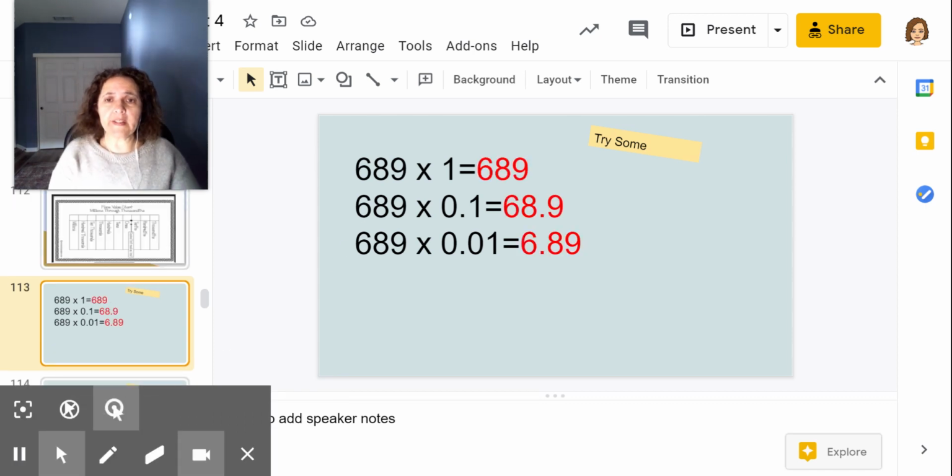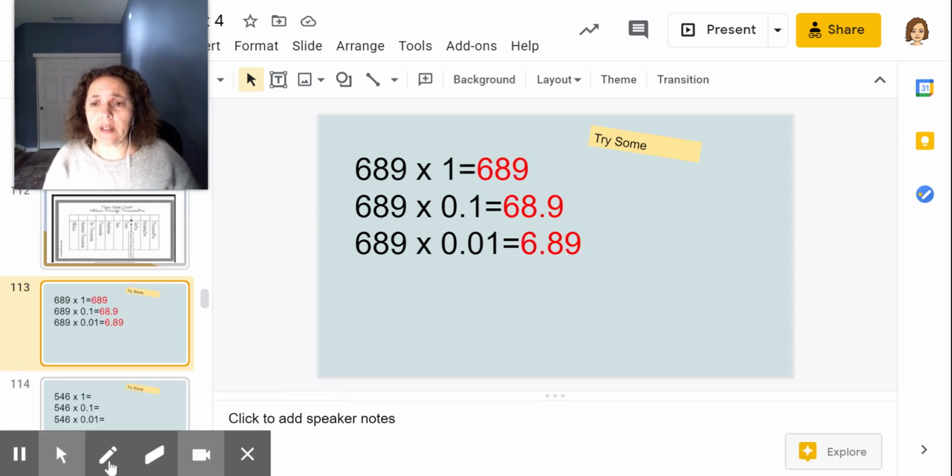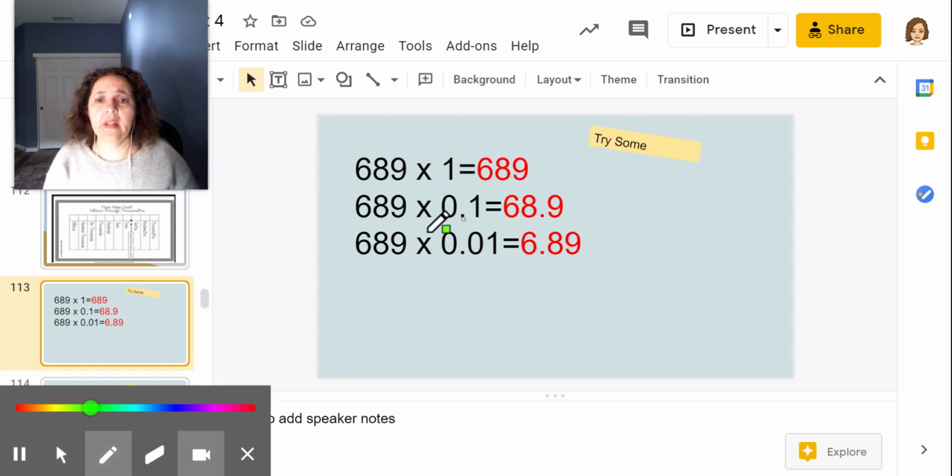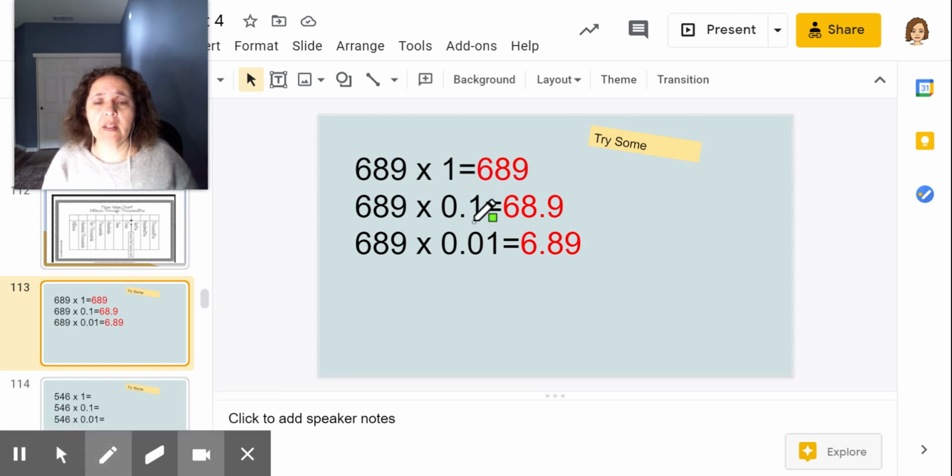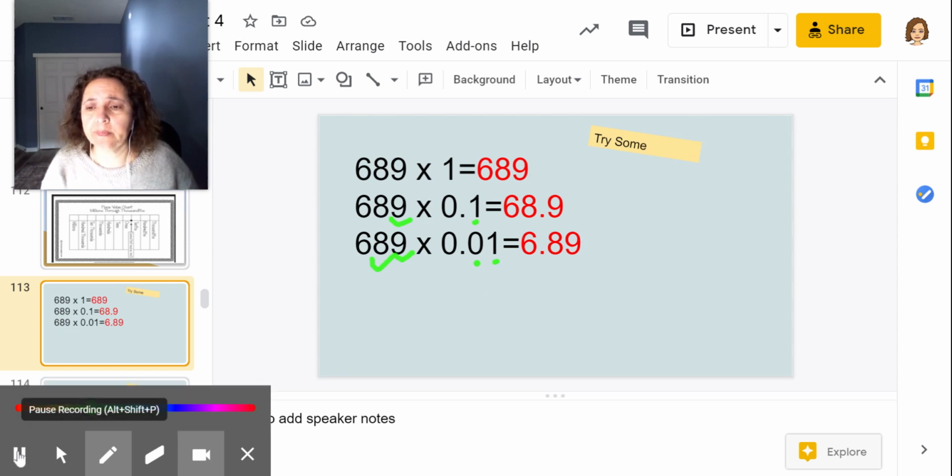Okay, so hopefully you got 689 times 1, it's just 689. 689 times 1/10, there's one number after the decimal, so that means you add a decimal and shift it once, and that gives you 68.9. 689 times 1/100, 2 place values after the decimal, put my decimal, 1, 2 shifts, 6.89. And I'm going to show you on the place value chart just to show you that those are the same answers.